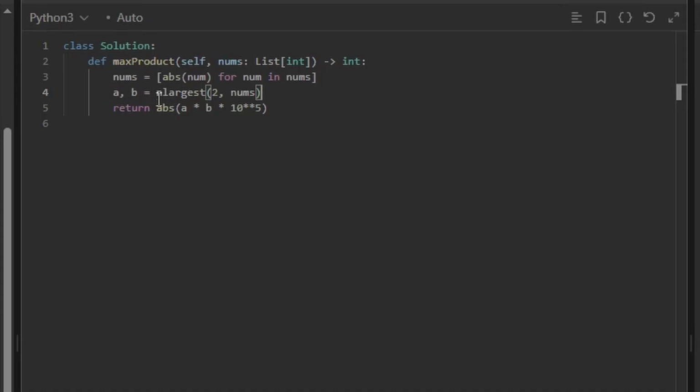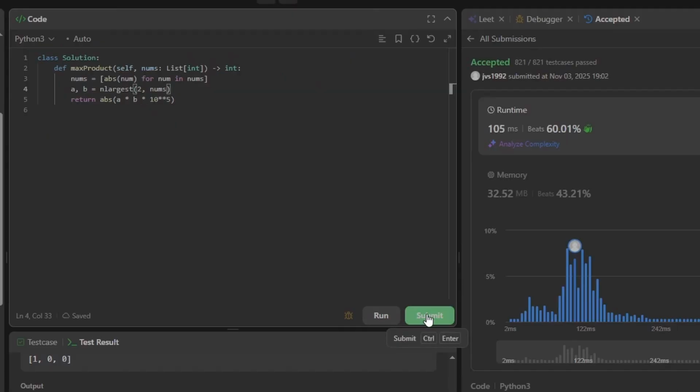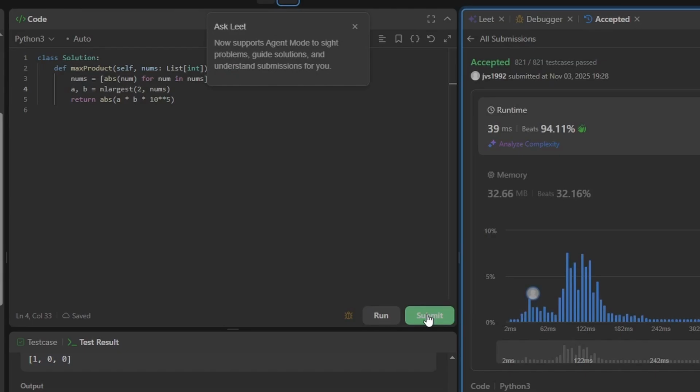Then we're going to use the nlargest function to get the 2 largest elements from that nums array and call them a and b. And then since we have positive elements here, we know they're positive because we called absolute value on all of them. We just take a times b and multiply it by 10 to the 5. So let's submit and make sure that it works. And it does work.